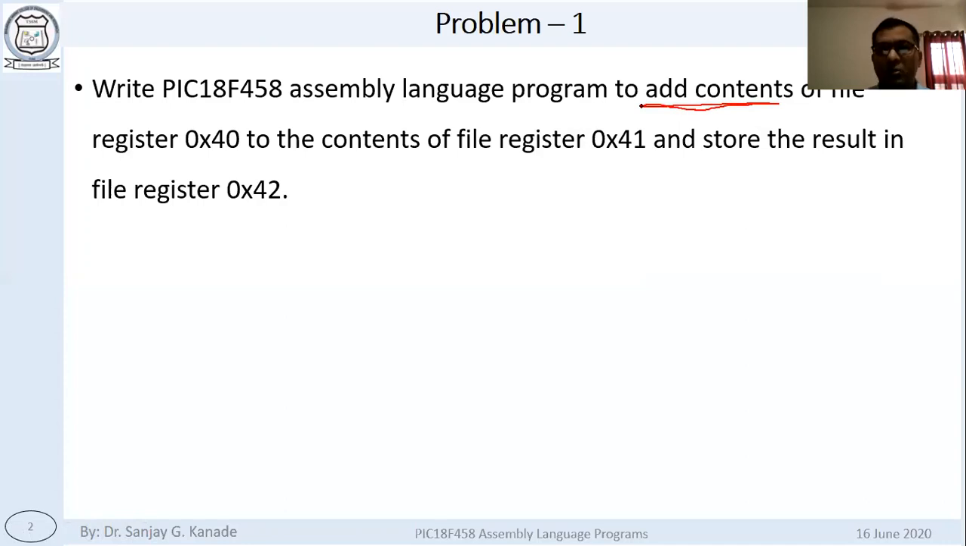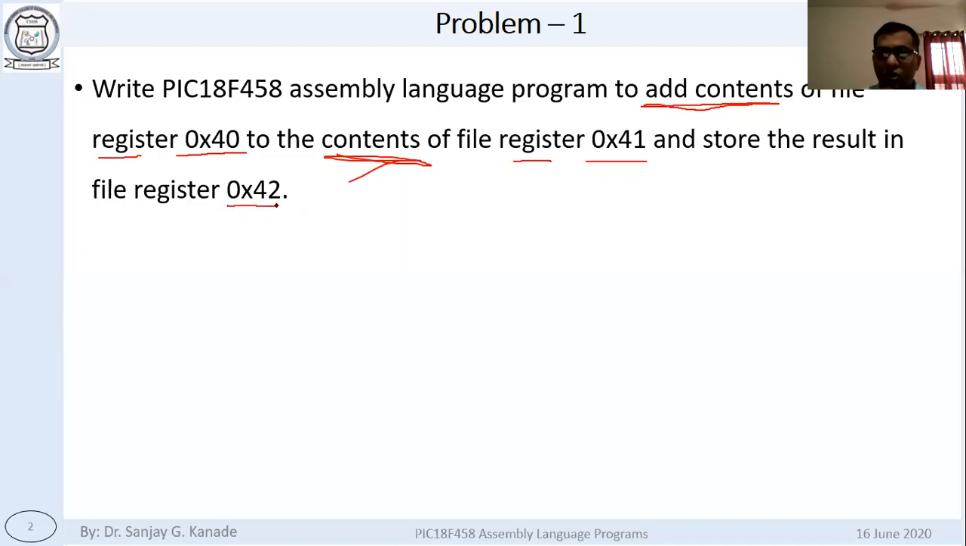Then the next section of the problem is there are two registers given, register 1 which is 0x40 and register 2 which is 0x41. Okay, remember these are not values. What are these? These are registers. We have to add the contents of these registers. Okay, and the result has to be stored, means the addition of the contents of these two registers has to be stored in file register 0x42.